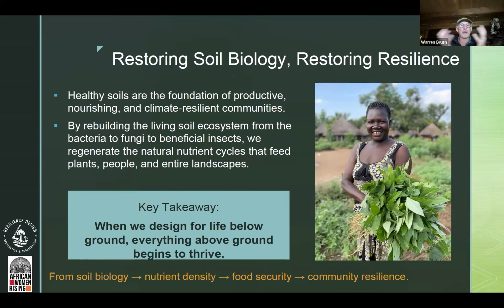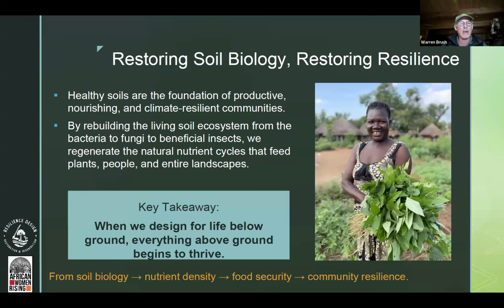Basically, I just want to recap that healthy soils are the foundation. And I should say healthy, biologically active living soils are the foundation of productive, nourishing, and climate resilient communities, because that's what happens with good healthy plants. You get climate resilient communities. And by rebuilding the living soil ecosystem from the bacteria to the fungi, building it from the base all the way through the beneficial insects, and then the practices that we use, we can regenerate a lot of those natural cycles that feed us and our people.